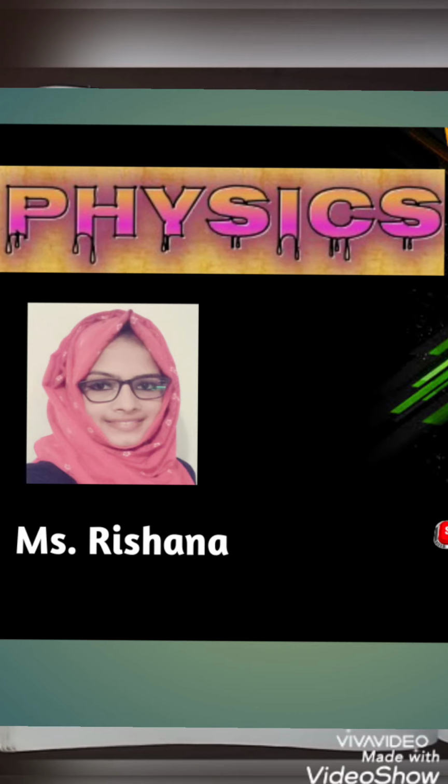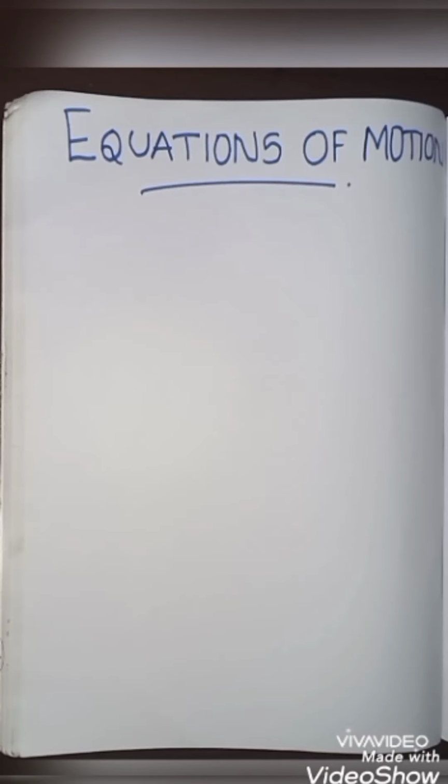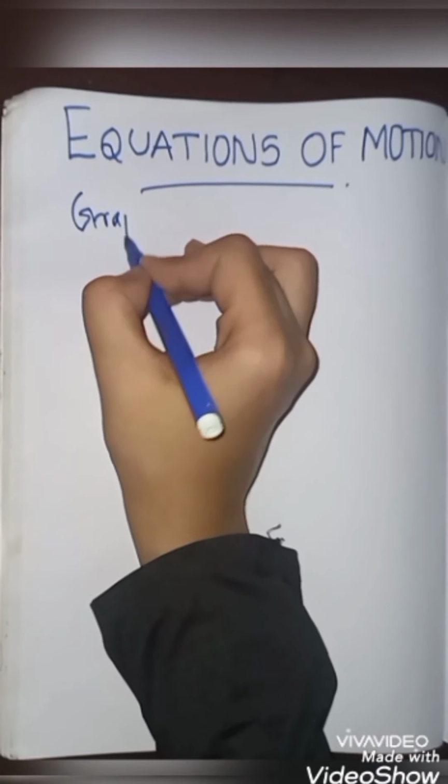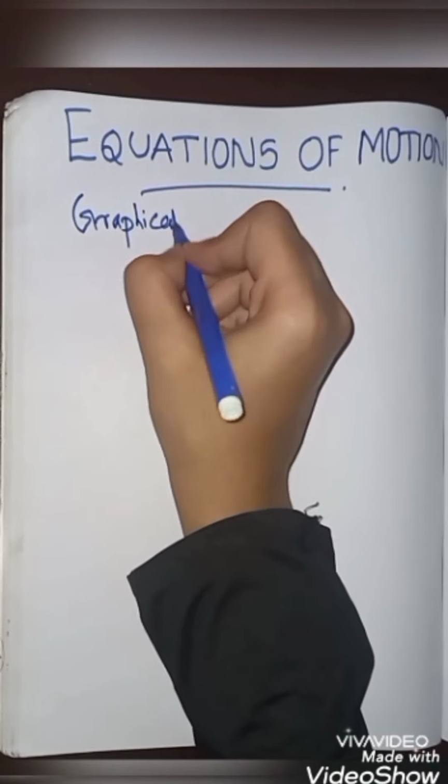Today we are starting the new topic, that is equations of motion. There are three equations of motion. They give the relationship between initial velocity, final velocity, acceleration, time and displacement. These three equations of motion are derived through the graphical method. Graphical method means by using the graphs.